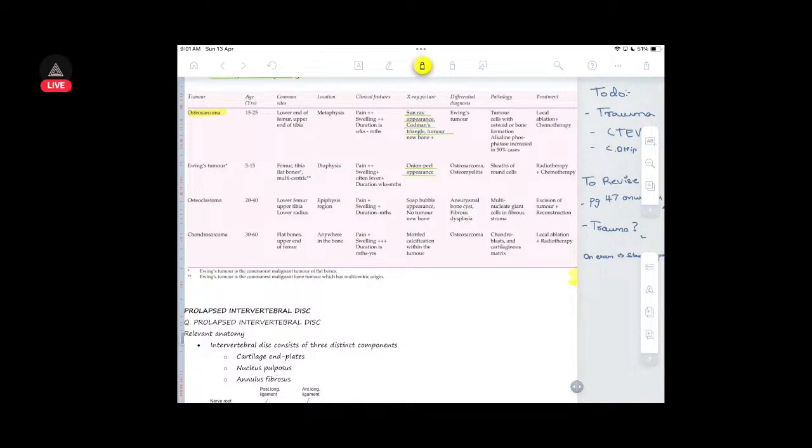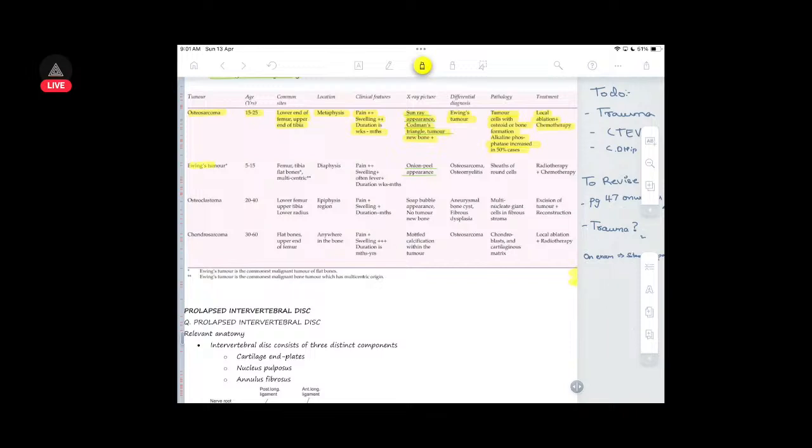Osteosarcoma. This is between the age of 15 and 25, lower end of femur, upper end of tibia. It affects the metaphysis. Pain will be a lot, swelling will be a lot, and duration is weeks to months. You have sunray appearance, Codman's triangle will be there, and tumor new bone formation will be there. Differential diagnosis is Ewing sarcoma. It is a tumor with osteoid or bone formation. Alkaline phosphatase will be increased in half of the cases. You have local ablation and chemotherapy.